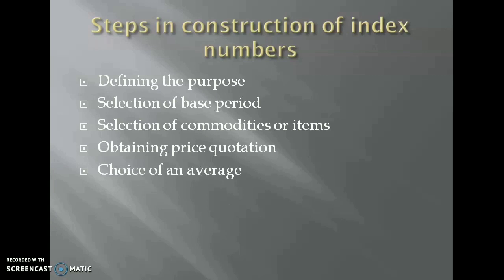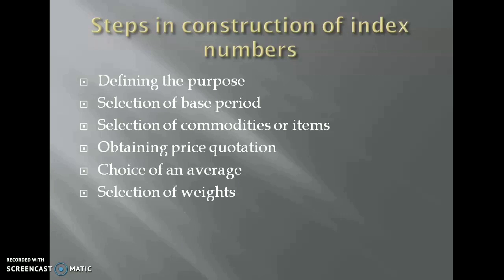The next one is choice of an average. The commonly used averages are arithmetic mean and geometric mean. The arithmetic mean is very simple to calculate, isn't it? However, the geometric mean is the best average for averaging ratios and relative changes. It is preferred in construction of index numbers for the sake of greater accuracy and precision.